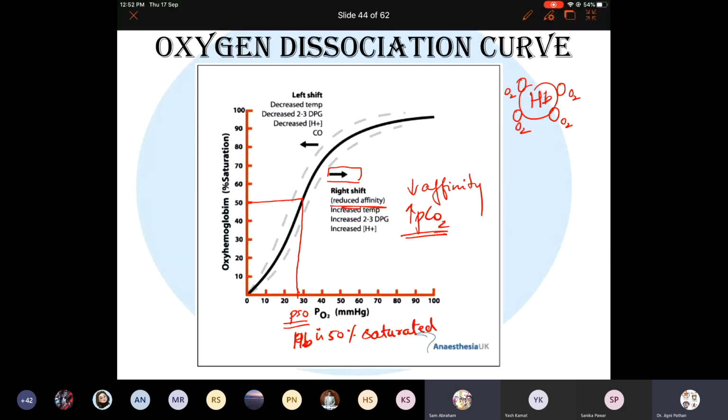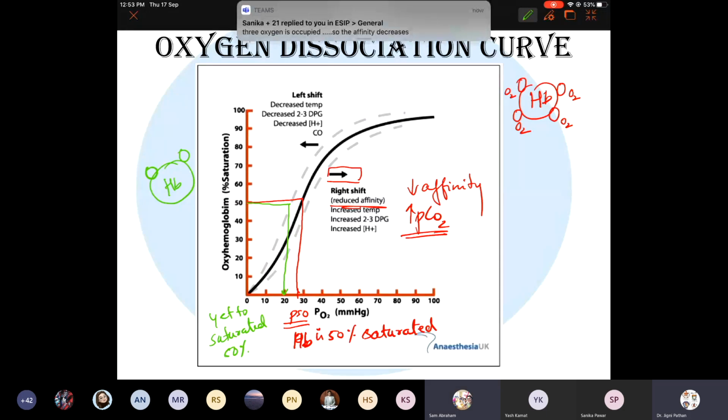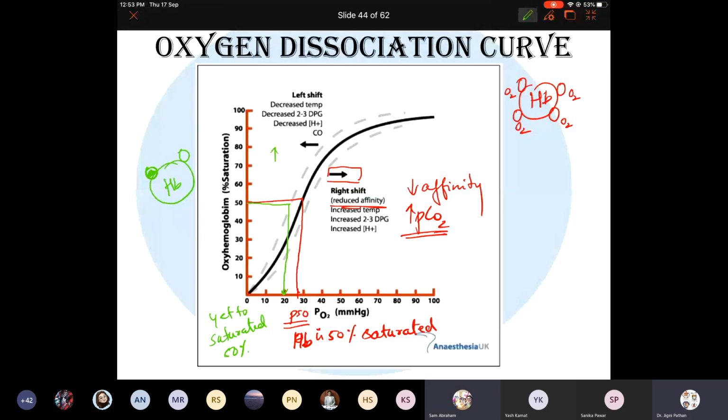When you talk about 50% on the left side of the graph, you mean hemoglobin is yet to be saturated. At 20, it is yet to be saturated to 50%, it is not 50% saturated. So the affinity for oxygen is more during that time because it is not completely occupied. The hemoglobin is just occupied on only one side, so it will have higher affinity. Here you have higher affinity.